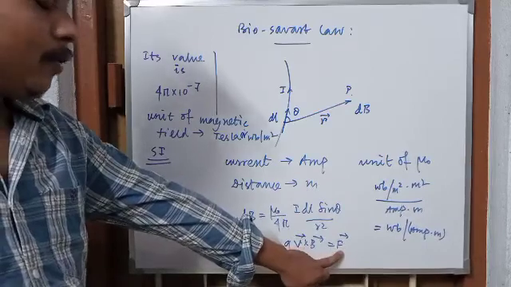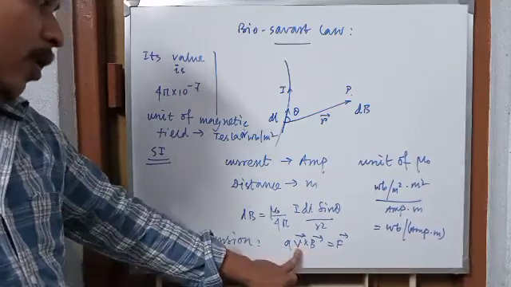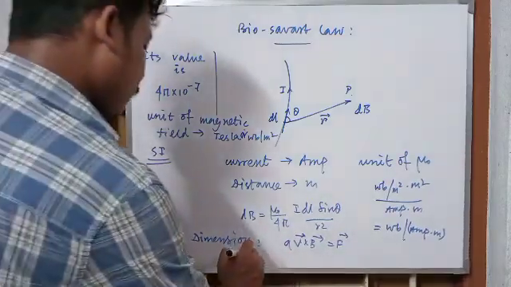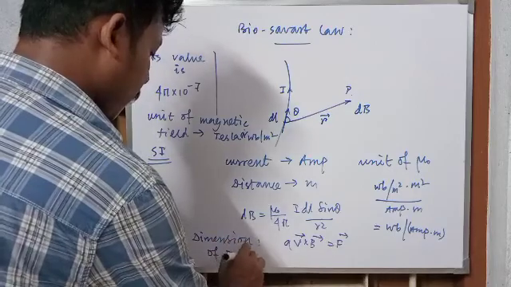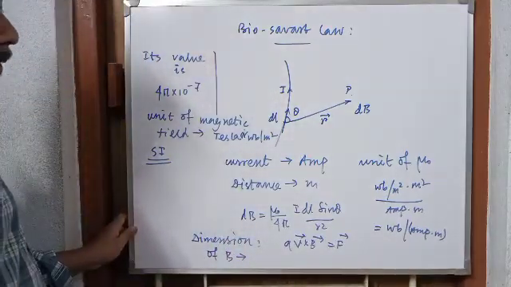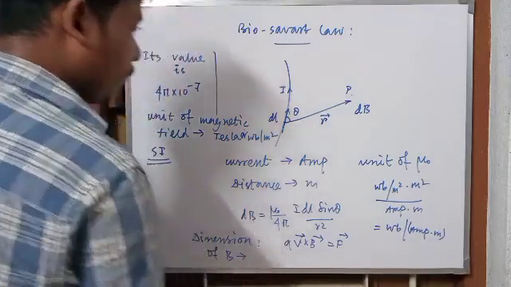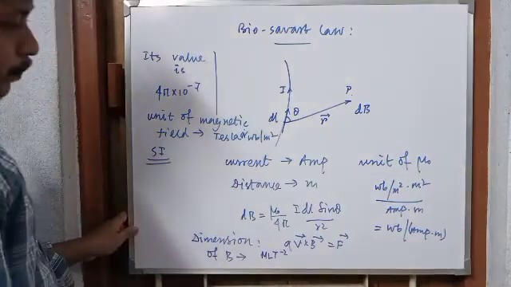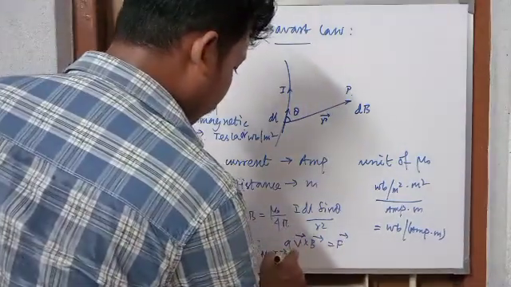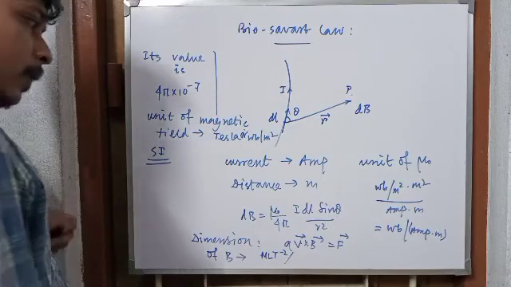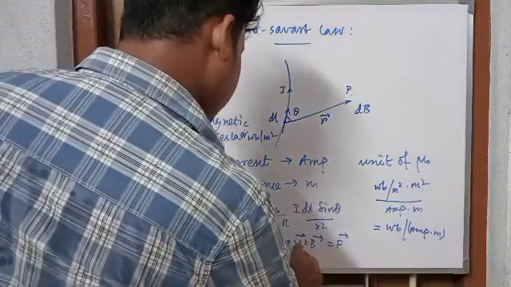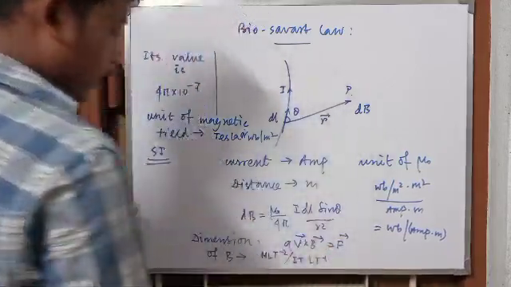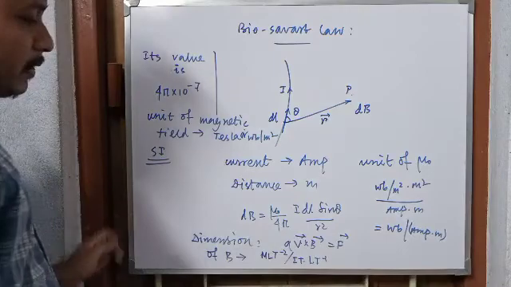From that, F is in newton, v in meter per second, q in coulomb, all in SI. So the dimension of B will be F by qv. F means M L T to the power minus 2, divided by q, that means I into T, and v is L T inverse. So here T inverse cancels, leaving I L.